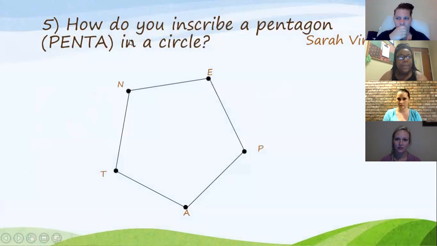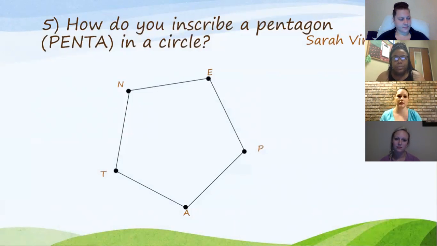Sarah, can you tell me how do you inscribe a pentagon in a circle? Yes. So here we see we have a pentagon, and it tells us our points are going to be PENTA, which is kind of clever because it's the first part of the word pentagon. So after we make our pentagon, we're going to label each of the sides that way, because that's going to be our points. So when we have something inscribed, it basically means that we're putting it inside of a circle.